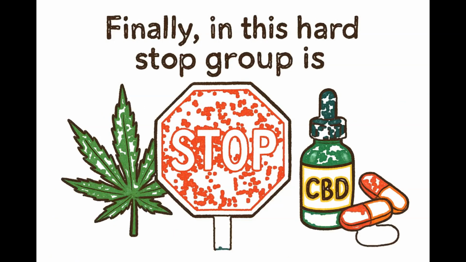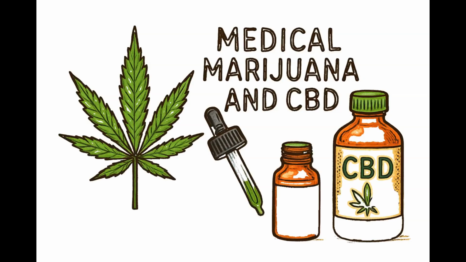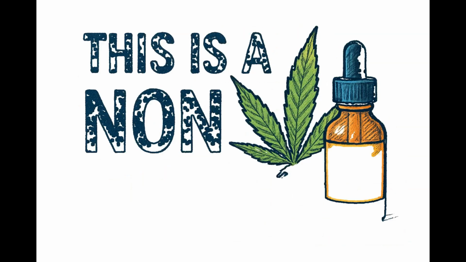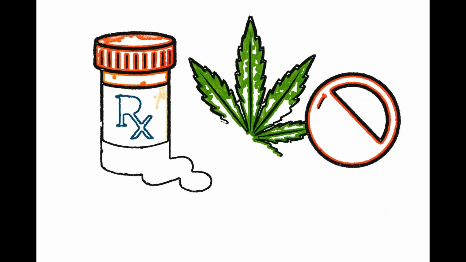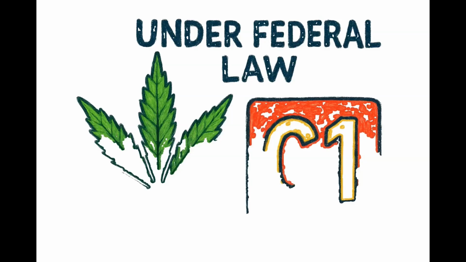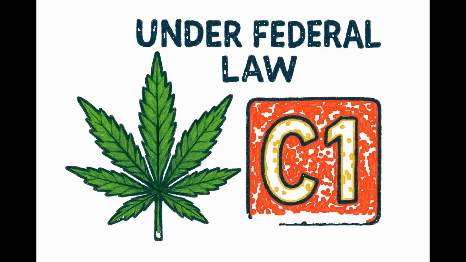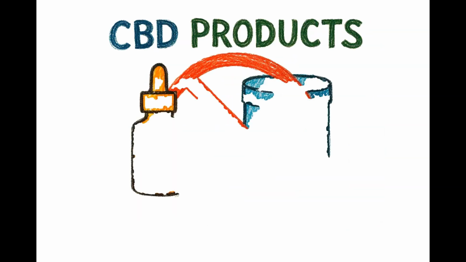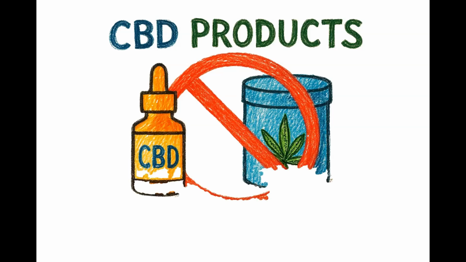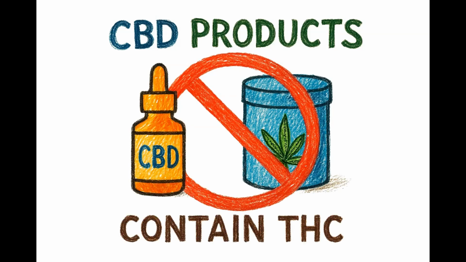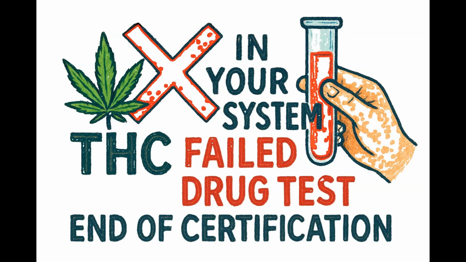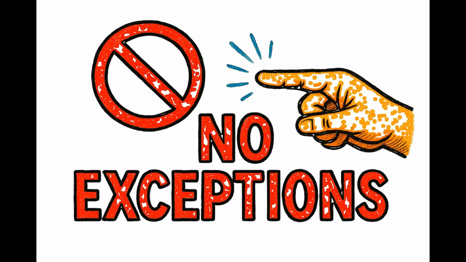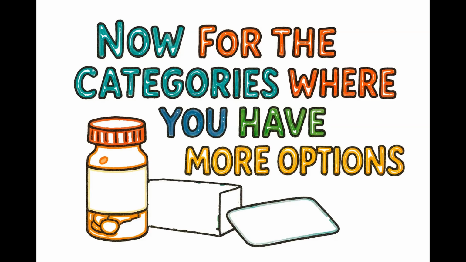Finally, in this hard stop group is Category 7, medical marijuana and CBD. This is a non-negotiable. It is absolutely disqualifying. It doesn't matter if it's legal in your state or if you have a medical prescription. Under federal law, which is what the DOT follows, marijuana is a Schedule I substance. And because CBD products are unregulated and can contain THC, they are also disqualifying. Any amount of THC in your system means a failed drug test and the end of your certification. There are no exceptions.